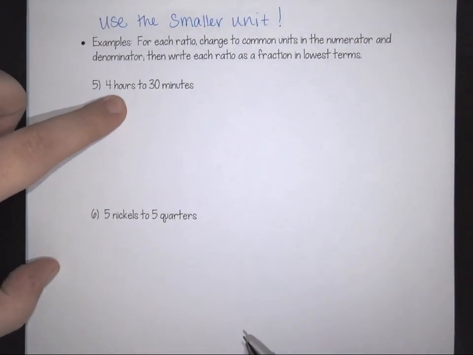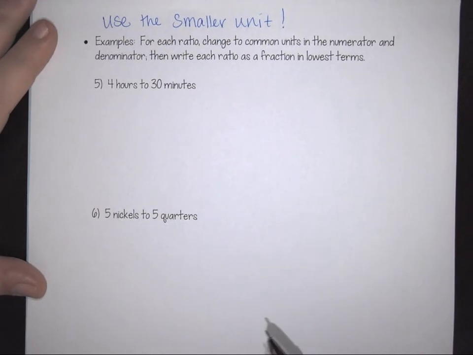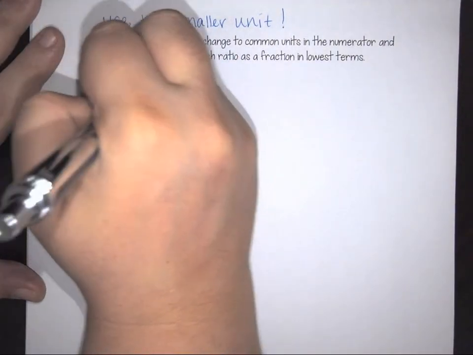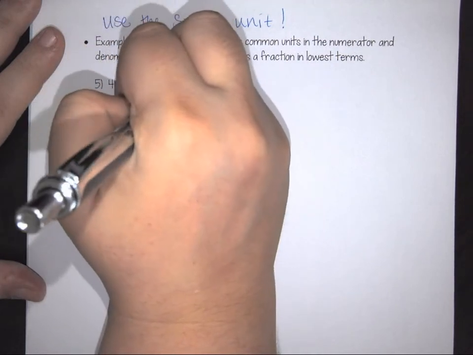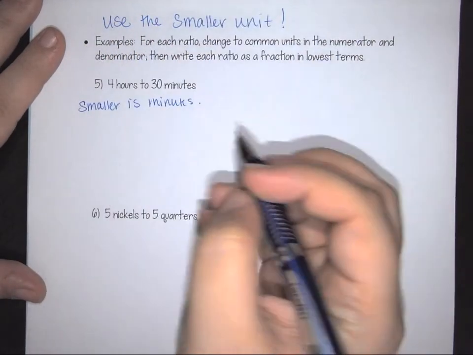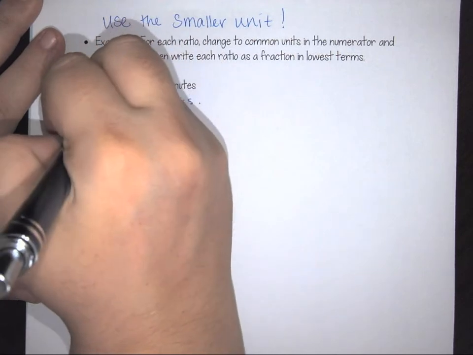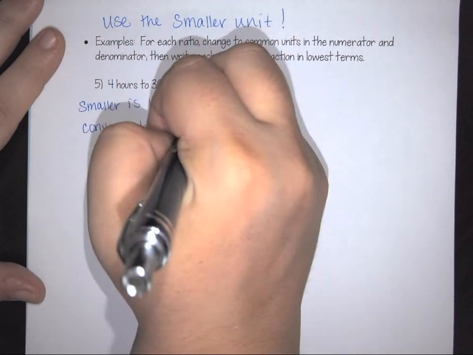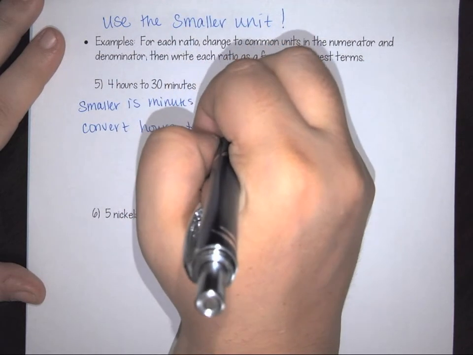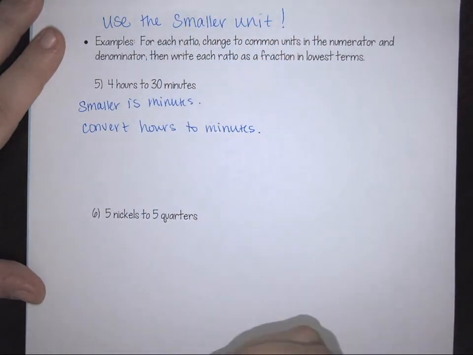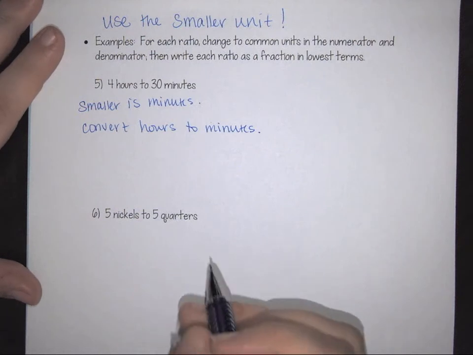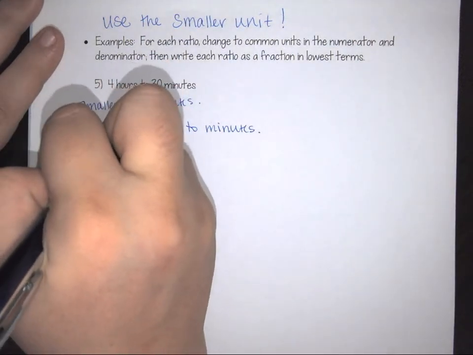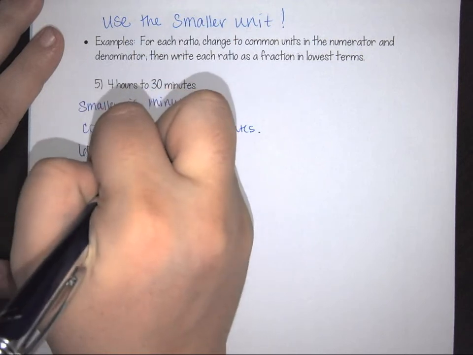So I have hours and I have minutes. So in this case, the smaller unit is minutes. So that means I need to convert my hours to minutes. So to do that, I know that 60 minutes equals 1 hour.